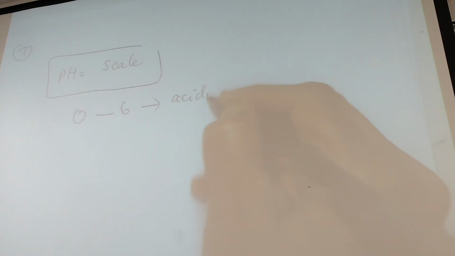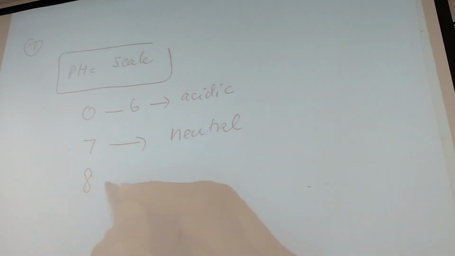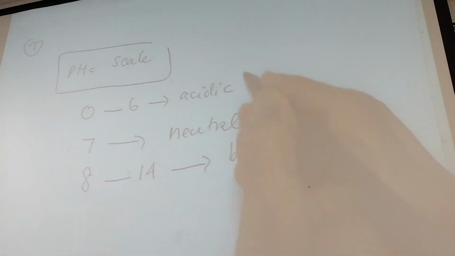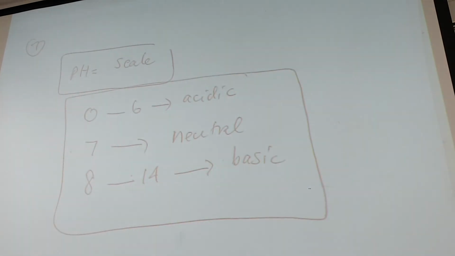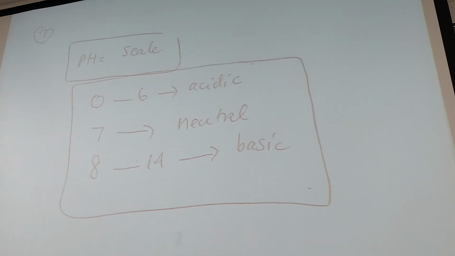Let's do the pH scale, correct? The pH scale, page number 7. The pH scale here, from 0 to 6, is acidic, correct? Then you have 7 is neutral. And then 8 to 14 is basic. So you know that this is our scale, and we can determine if the compound is acidic or basic.